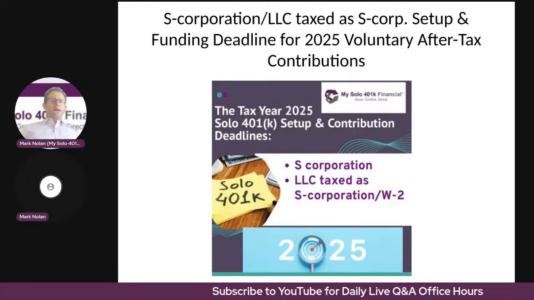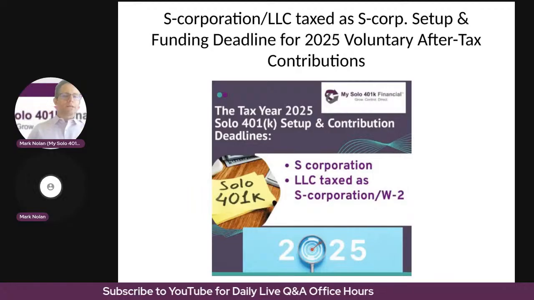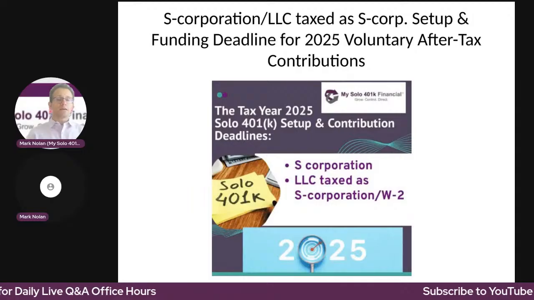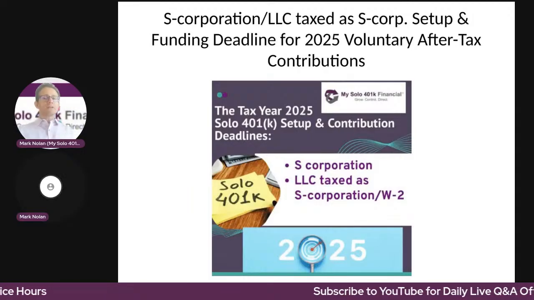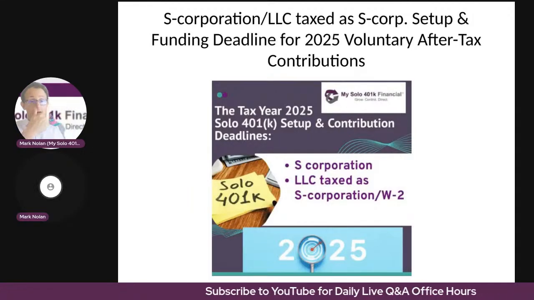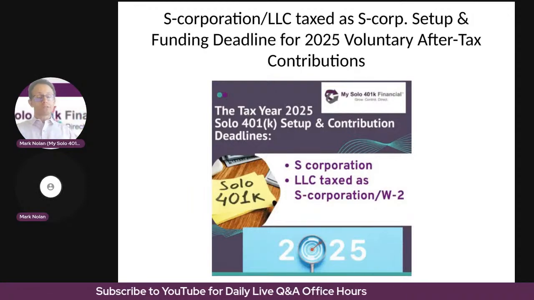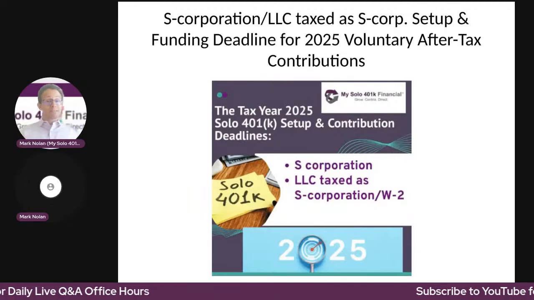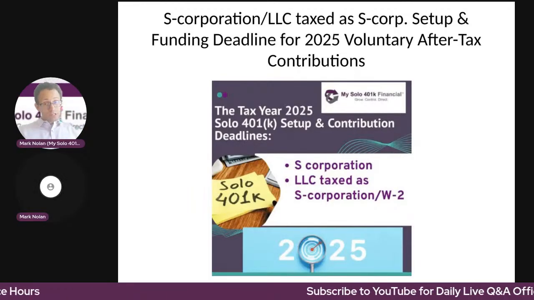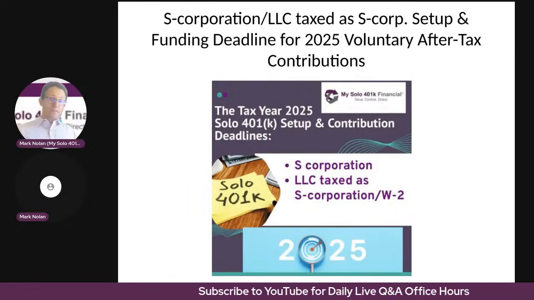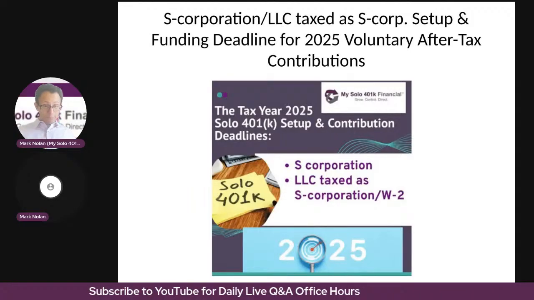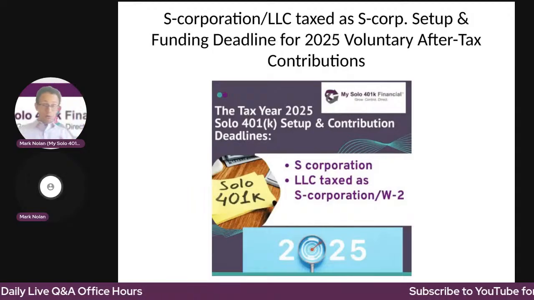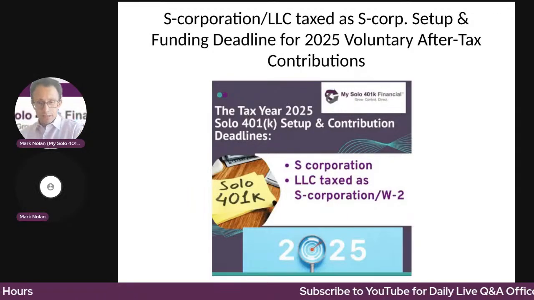So we're going to break down the deadline for each self-employed business type with regards to the deadline for making contributions. This slide here says voluntary after-tax contributions, but you can also make employer contributions for tax year 2025 here in 2026. And for sole proprietorships, you can even make employee contributions for tax year 2025 if you open a solo 401k plan and fund it by April 15 of 2026. But let's take a look at some more questions here, and then we'll come back and pick up where we left off.